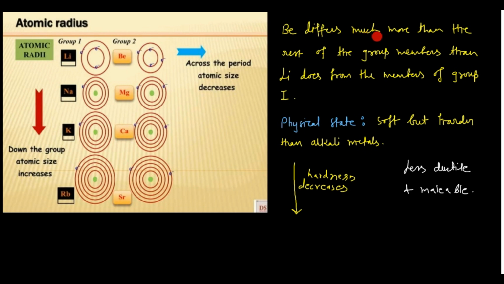Beryllium differs much more from the rest of the group members than lithium does from the members of its group. As you know, lithium has significantly different properties and anomalous behavior, quite different from the remaining members of the group. The same is true for beryllium. Beryllium has anomalous behavior due to its very small size. Its size is very small, so it differs significantly in properties from the rest of the members of the group.